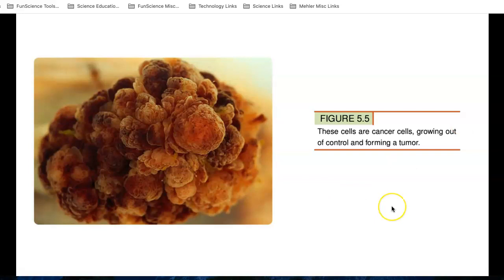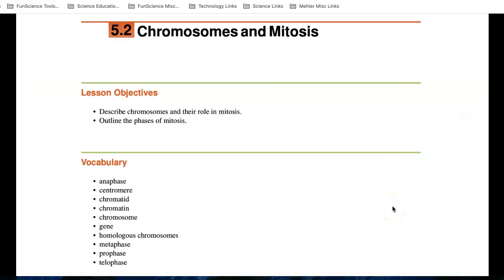Let's take a look at section 5.2. So we're combining in this screencast 5.2, and 5.2 is going to be short for us, but we're going to talk about chromosomes and mitosis. Now remember, chromosomes are nothing more than tightly wound DNA, and actually you can see chromosomes with a light microscope. We're going to see that in a few seconds. So our objectives here are to describe chromosomes and their role in mitosis and outline the phases.